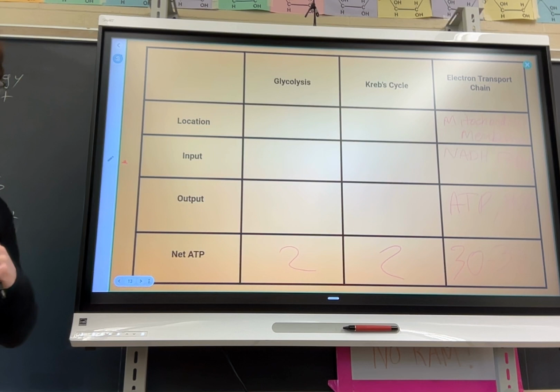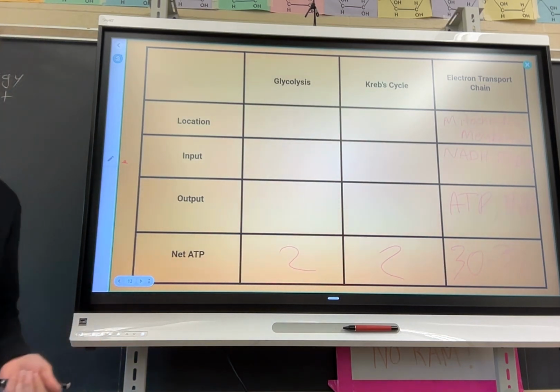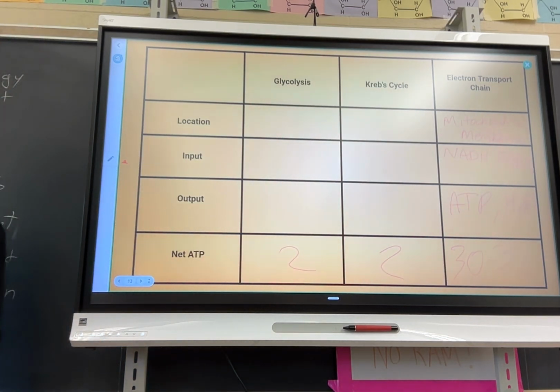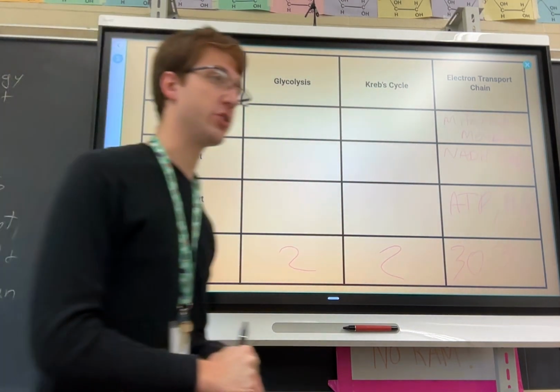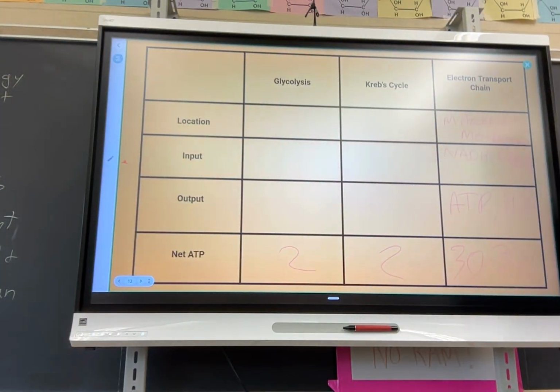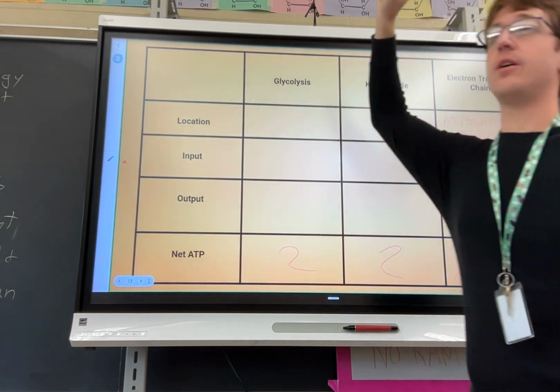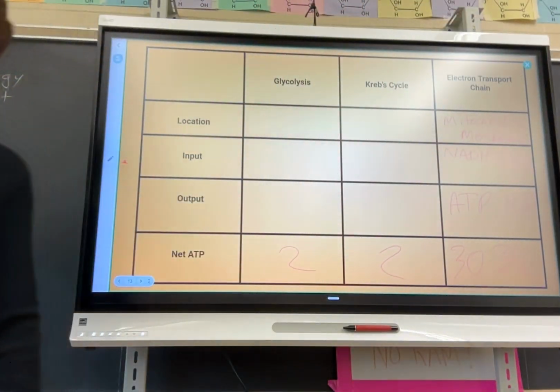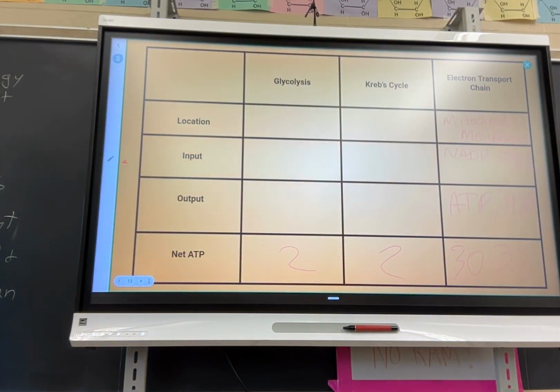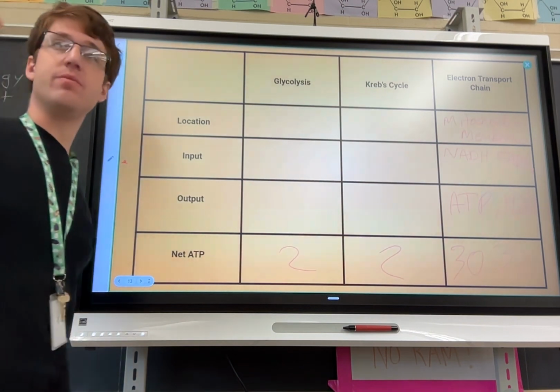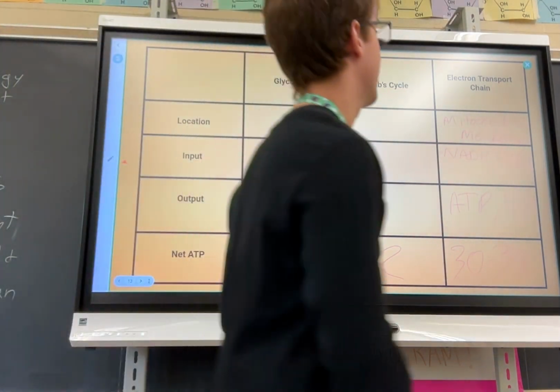Any questions about the ETC? Any questions about cellular respiration? Anyone need more time jotting this down? So, on a scale of 0, meaning I know nothing, to 5, how do you feel about this one? Is this one easier or harder to understand than photosynthesis? So, decent. Okay, I can work with that.